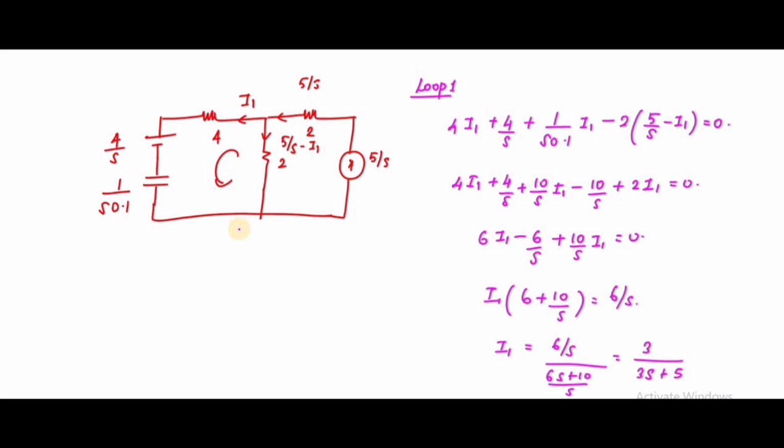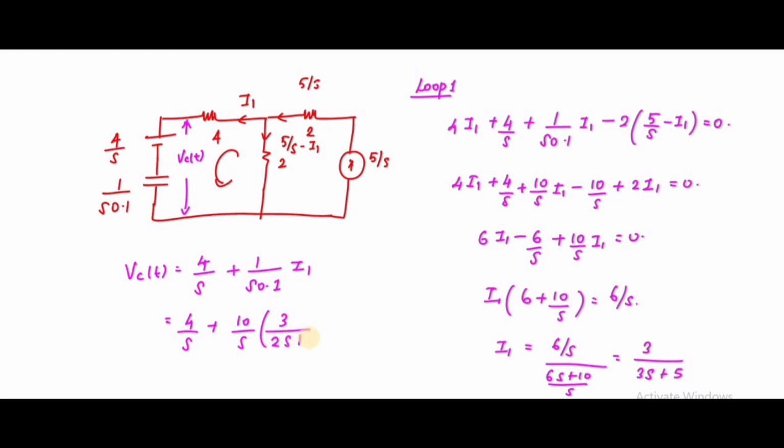We can now write the voltage across the capacitance, Vc of s, which is equal to 4 by s plus 1 divided by s 0.1 into I1. Substituting the value of I1, I will get 4 by s plus 10 by s into 3 divided by 3s plus 5.